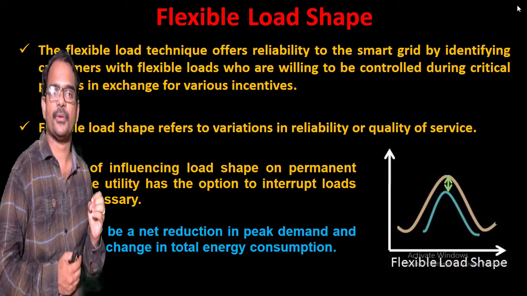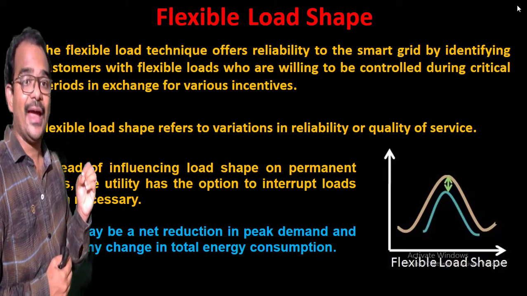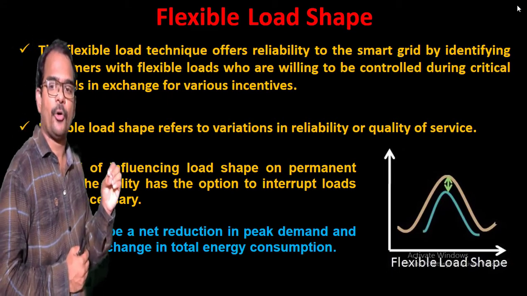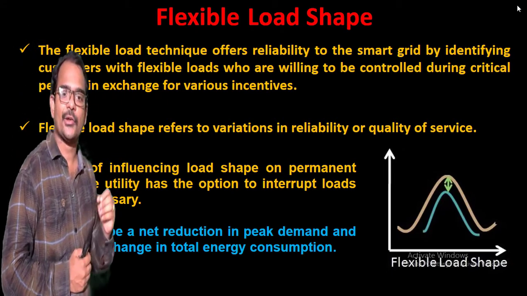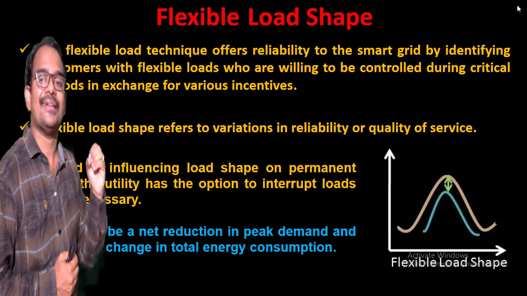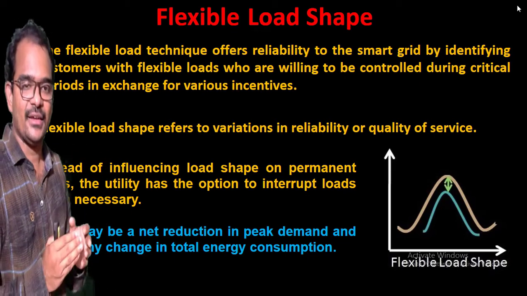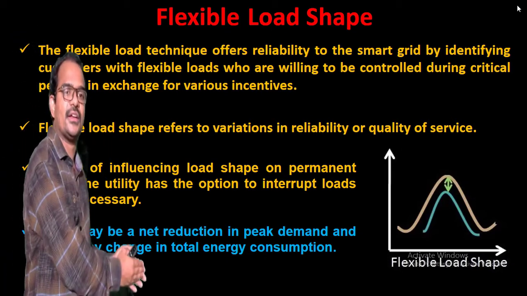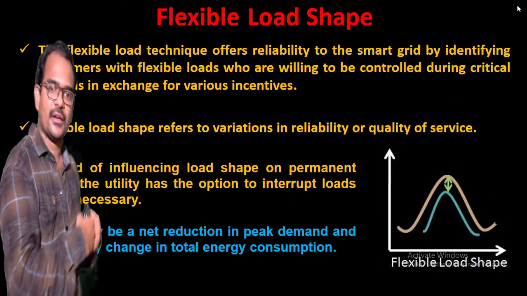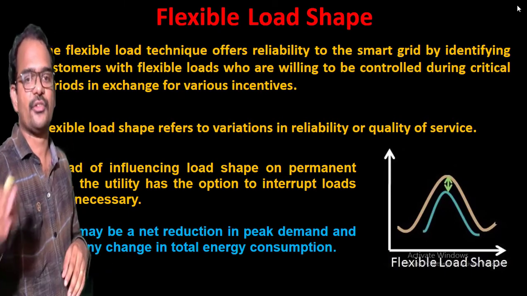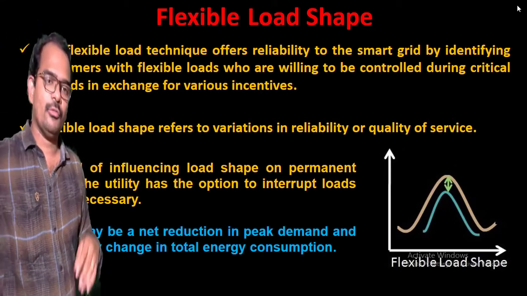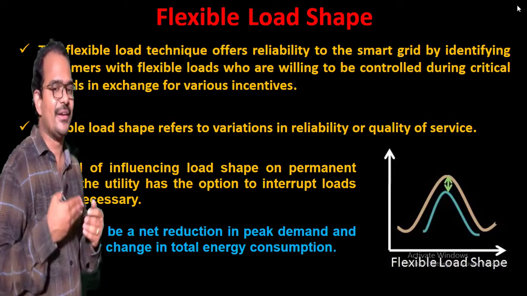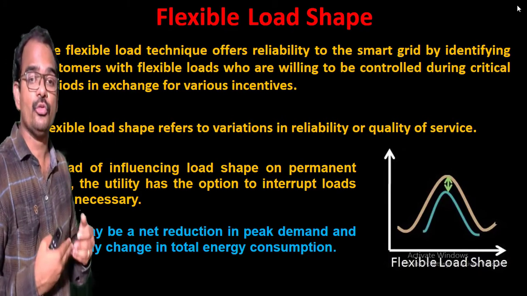The flexible load shape refers to variations in reliability and quality of service. So instead of influencing load shape on a permanent basis, the utility has an option to interrupt loads when necessary. Whenever it is necessary, the region supervisor can ask that industry to shut down. They will do it, and then the region manager will inform that industry to operate now, as the off-peak period has come. Once the industry operates during the off-peak period, they will get a suitable incentive, and some industries will be ready for that. And you need to choose those industries.